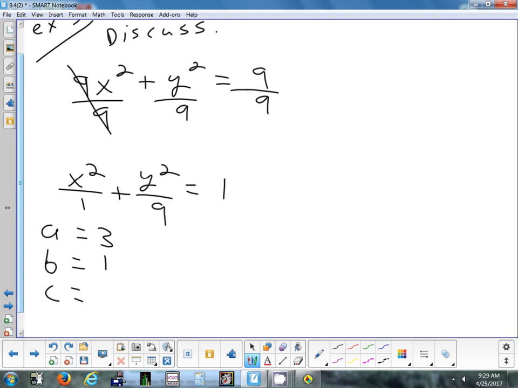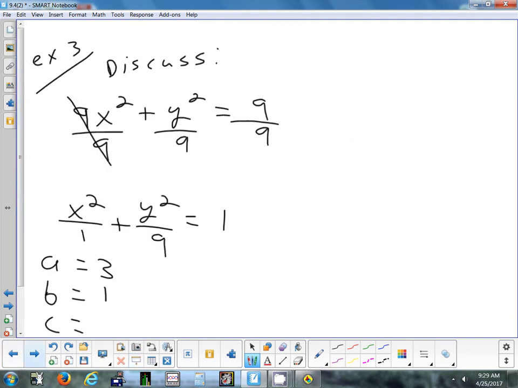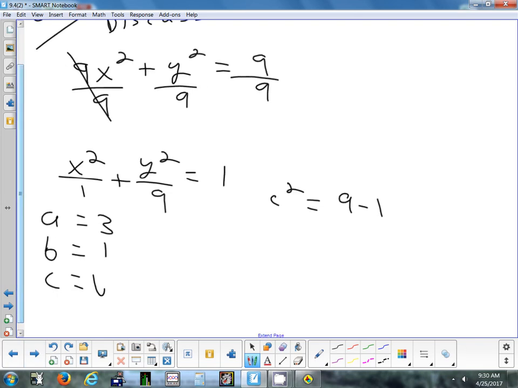And then C, well, just use your formula. C squared equals A squared minus B squared. 9 minus 1. So what's C? Square root of 8. Those are the 3 numbers you need to know to describe everything about the ellipse. Okay, let's start with the center. Where's the center? 0, 0. You'll know when it's not 0, 0.